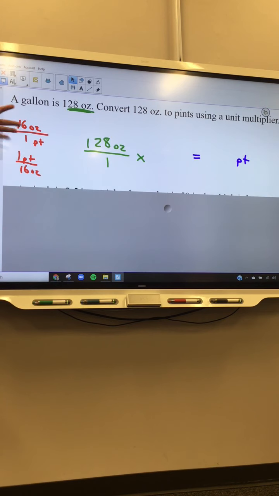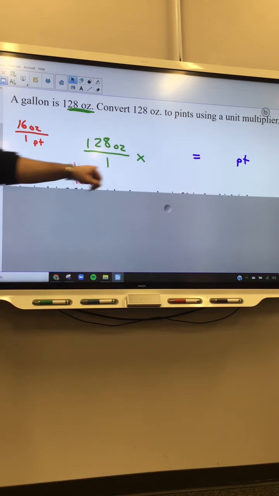Okay? So which one of these should I choose? Have any ideas? I think you should choose pints over ounces. Why? Pints over ounces, this guy?